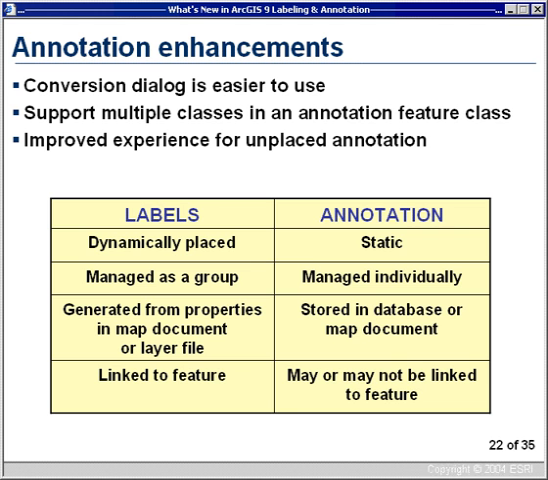But now that we're a little bit more clear, I hope very clear, on what the differences are, let's talk about some of the new annotation enhancements. Some of those are highlighted here with the bullets on the slide. So the conversion dialog to go from labels to annotation is easier to use. We now support multiple classes in an annotation feature class, and there's an improved experience for unplaced annotation. And I'll talk about these three enhancements in more detail in the upcoming slides.